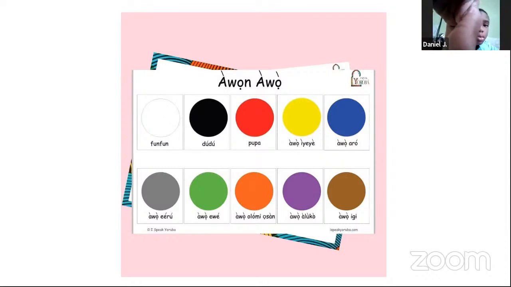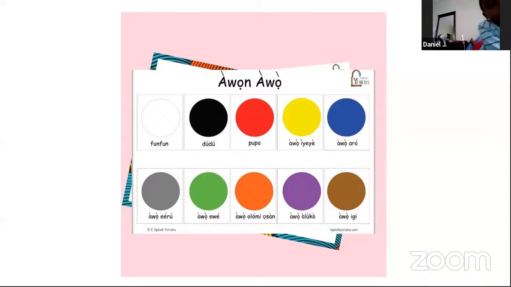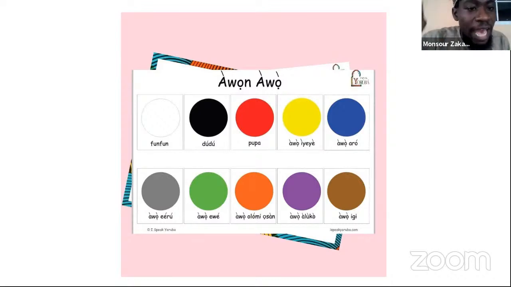Funfun is white. White is funfun. Dudu is black. Black is dudu. Red is pupa. Pupa is red. Yellow is iye. Iye is yellow. Blue is arrow. Arrow is blue.